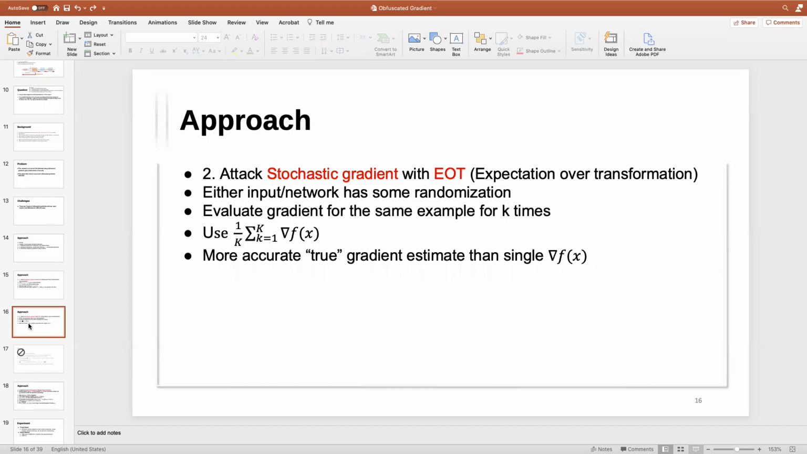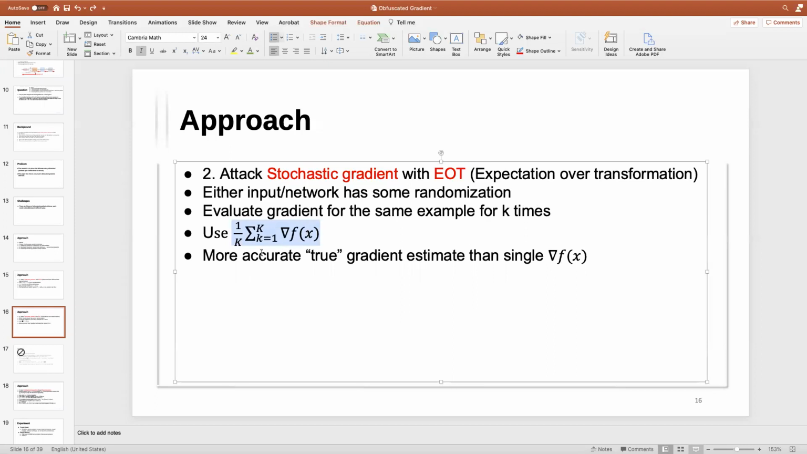As for stochastic gradient, they are going to attack with expectation over transformation. A stochastic gradient happens when the input is randomly transformed with some transformation function, or the network has some random layer. So instead of evaluating the gradient once, we evaluate the gradient for the same example k times, then take the average. As we all know, if we take the average, it is a more accurate estimate of the true gradient.